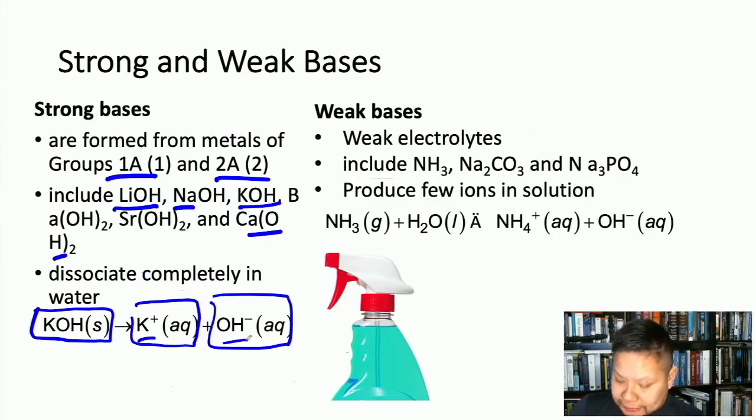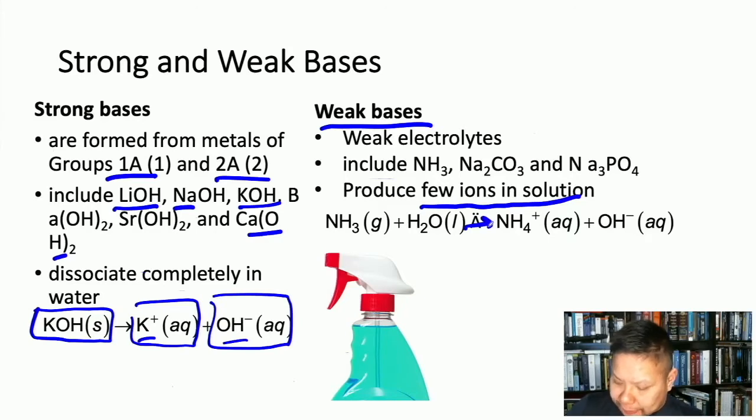Well, weak bases, very similar to weak acids, are very weak electrolytes, right? And they produce very few ions in solution. They mostly stay together instead of becoming their constituent ions. And again, that should be an arrow there. I don't know why it turned into an A with 2 dots on top of it.